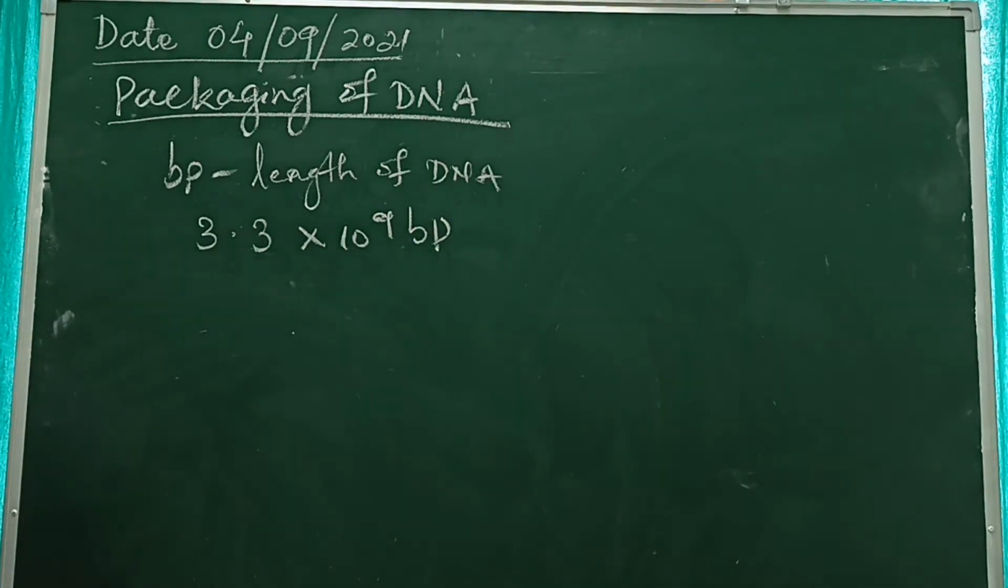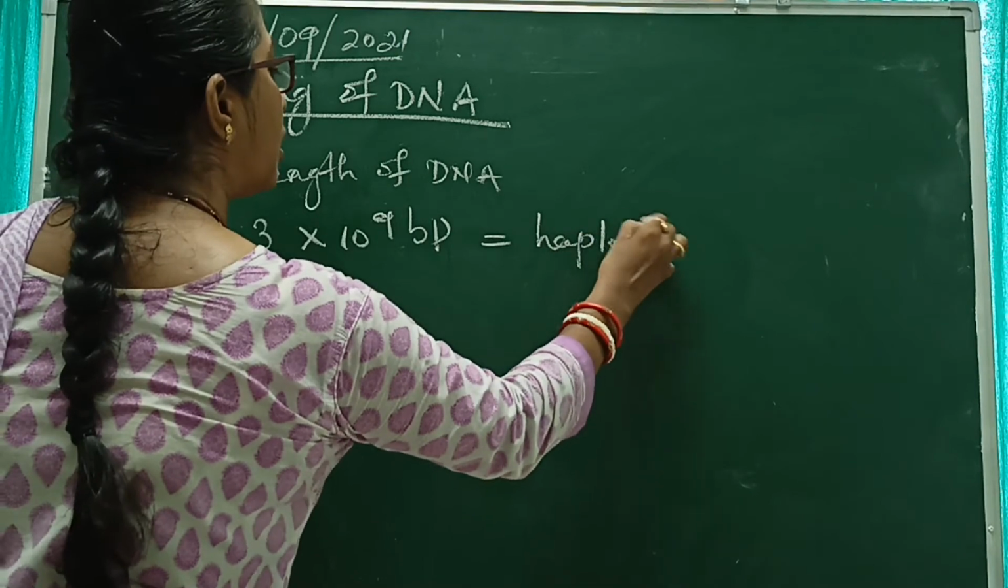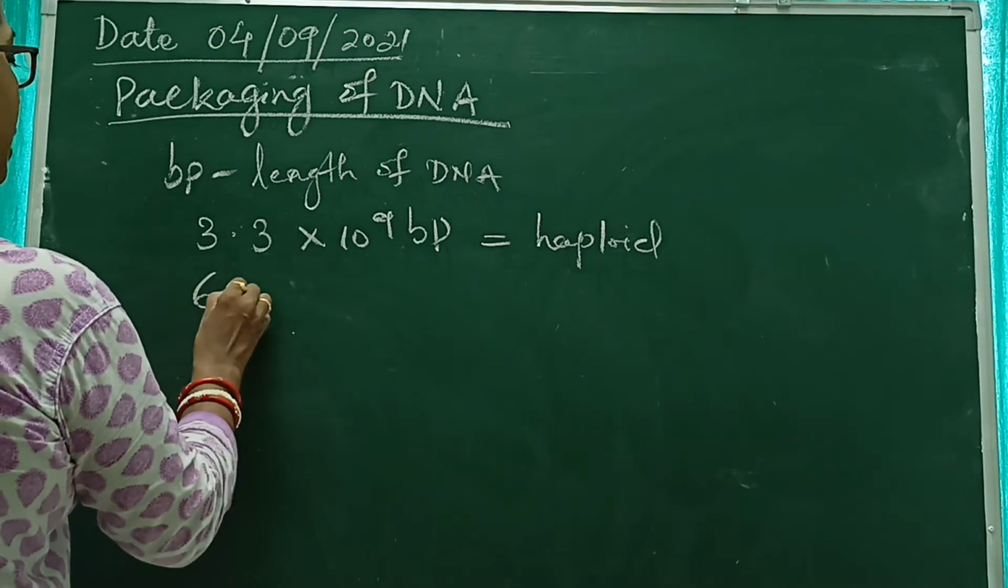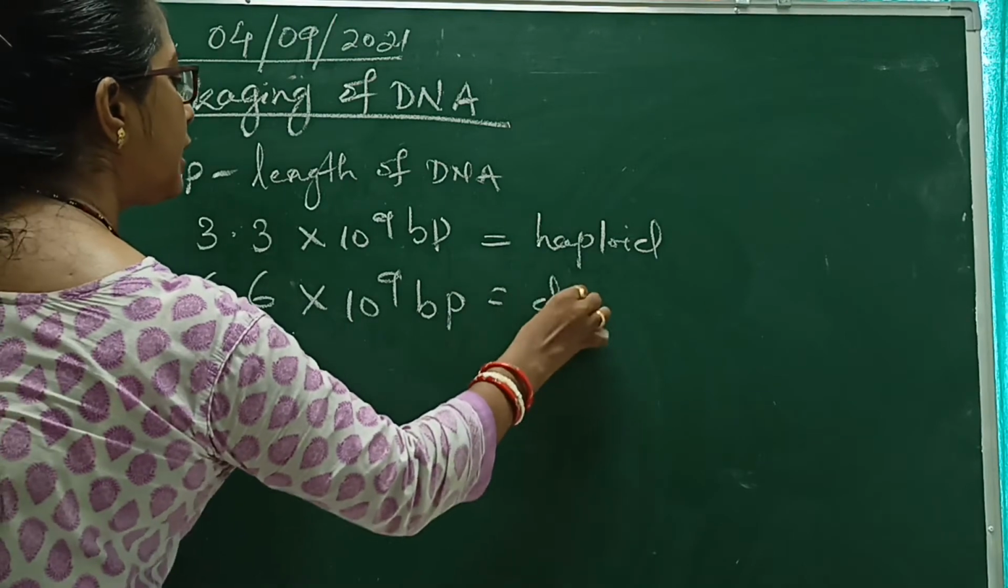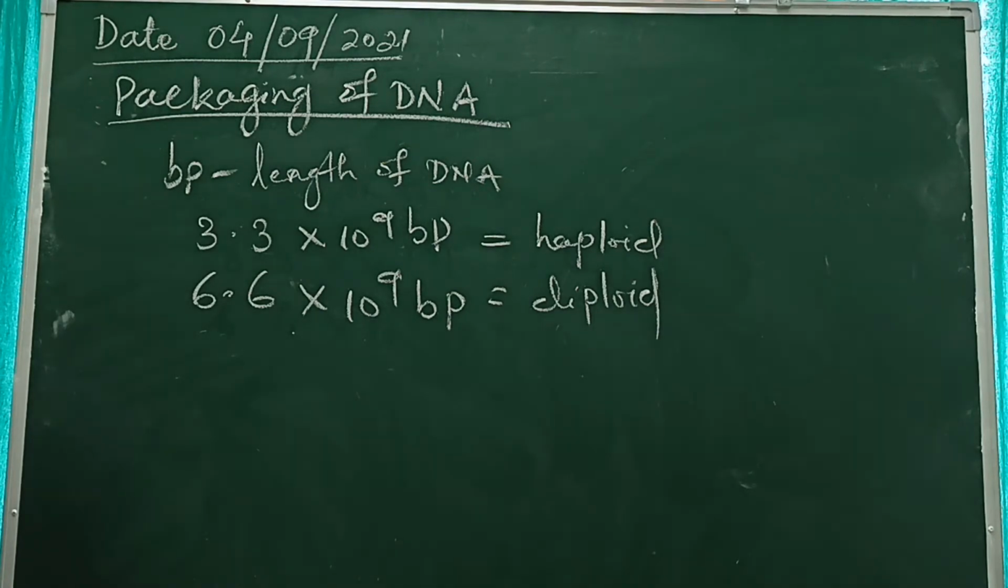Okay, but this is in the haploid set of chromosomes in human beings. In the diploid set, it will be 6.6 into 10 to the power 9 base pairs. So this is in the diploid set of chromosomes, that is altogether in 46 chromosomes. Okay, now how to find out the length of the DNA? इसमें DNA का length हम कैसे find out करेंगे?